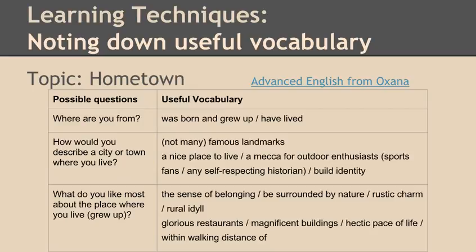Here are some learning techniques that can help you prepare for the exam. One of them is noting down useful vocabulary. I advise to do it in the form of a table. In the first column, you write down the possible questions that may be asked in this part of the exam. And in the second column, you write down the useful vocabulary that can help you answer these questions in an advanced manner.